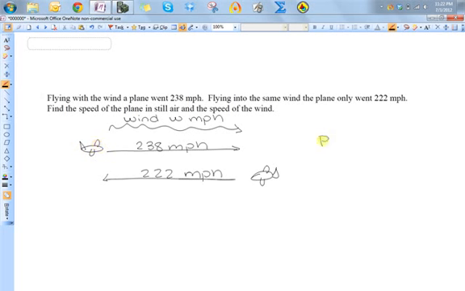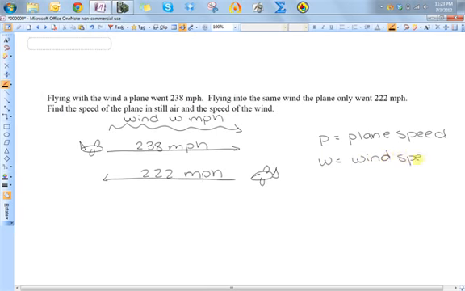So if we let p equal the plane speed and w equal the wind speed, then when it's going with the wind, we would say the speed of the plane plus the speed of the wind is equal to 238 miles per hour. Now this one, when it's going against the wind, this is decreasing the speed. So that means it's the speed of the plane minus the speed of the wind equals 222.